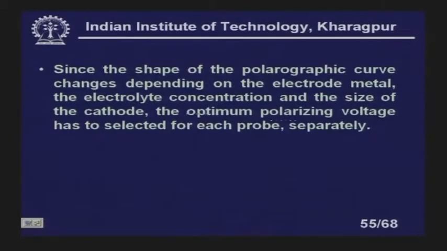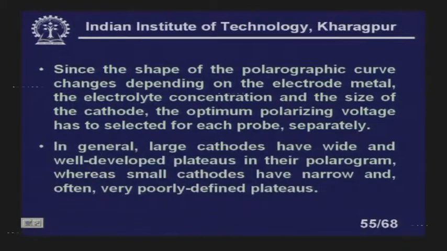Since the shape of the polarographic curve changes depending on the electrode metal, the electrolyte concentration and the size of the cathode, the optimum polarizing voltage has to be selected for each probe separately. In general, large cathodes have wide and well developed plateaus in their polarogram, whereas small cathodes have narrow and often very poorly defined plateaus.